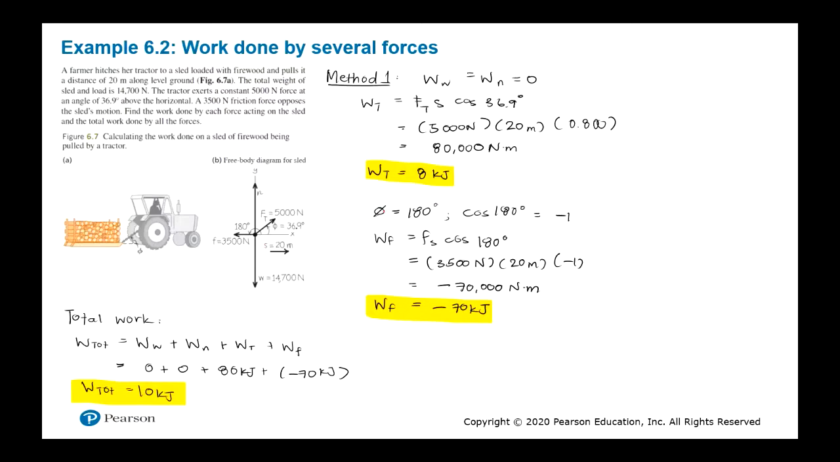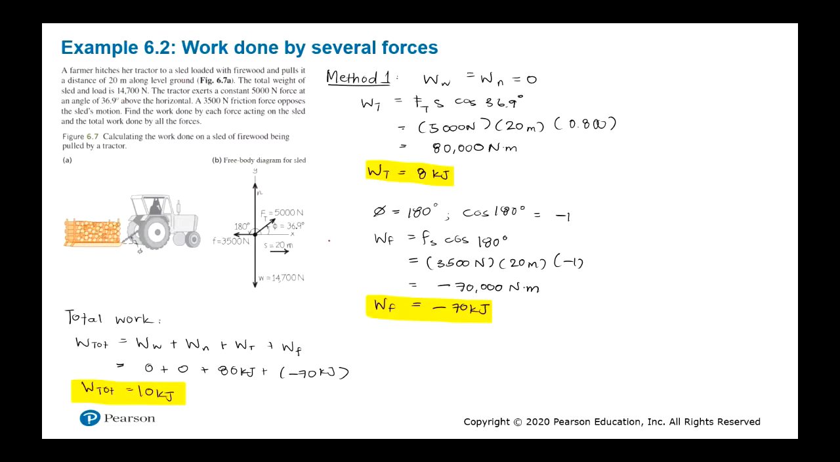Next, we know that the angle with respect to the positive x-axis of the frictional force is 180. And we also know that cosine 180 is equal to negative 1. Applying the same equation as earlier, Fs cosine 180 this time, where F is 3,500 newtons and s equals the same 20 meters, times negative 1, which is cosine 180, giving you a total of negative 70 kilojoules for the work done by the frictional force.